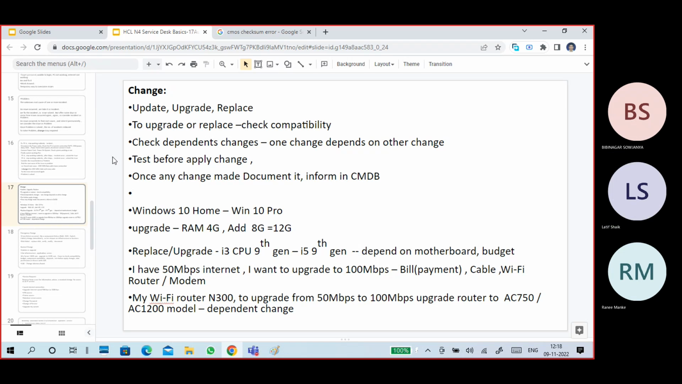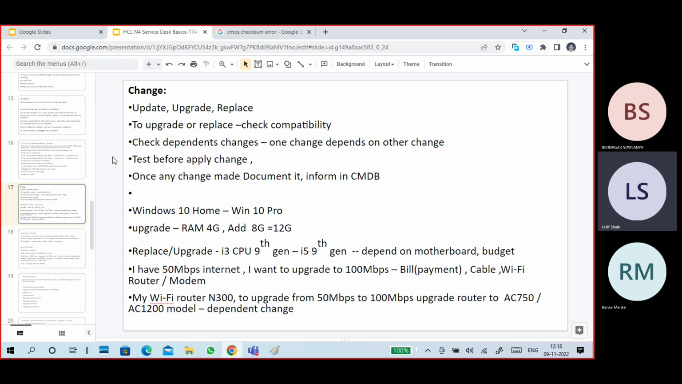Test before applying the change. So you have to test it. Make sure that if you change this one, everything works fine, or whatever the change requirements are. Test before applying changes.